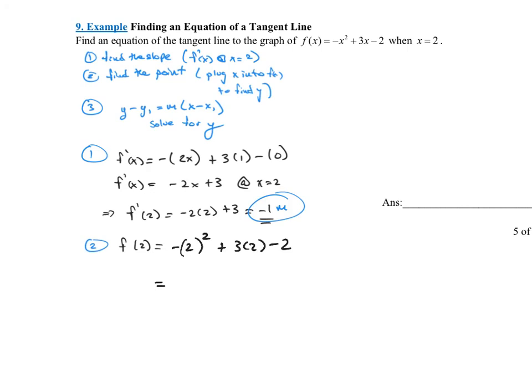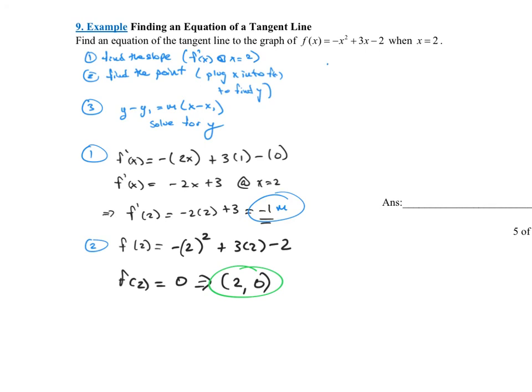2 squared is 4, so that's negative 4. Negative 4 plus 6 would be 2. 2 minus 2 would be 0. So it seems to me f of 2 is 0 would tell me that my point is the x value was 2, the y value was 0. There's my point. So now I know my slope and I know my point.